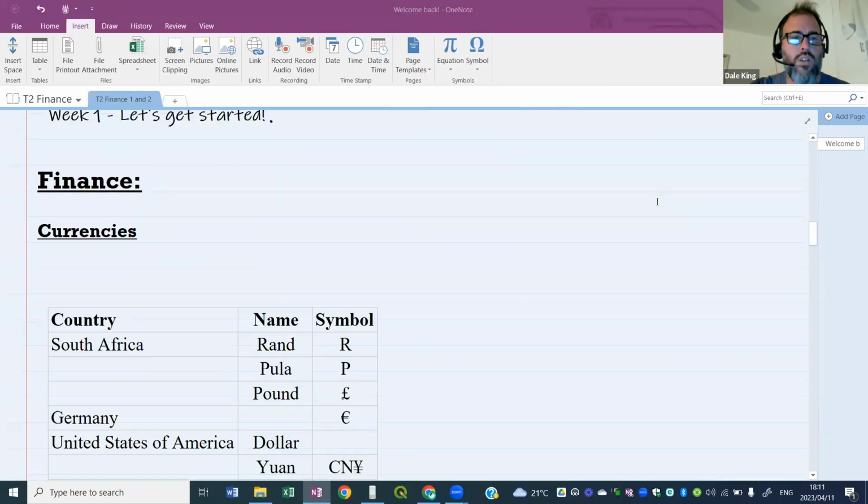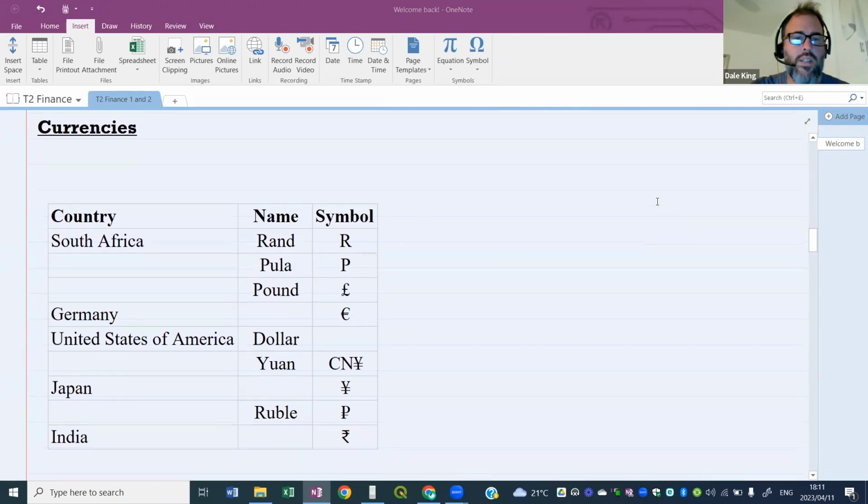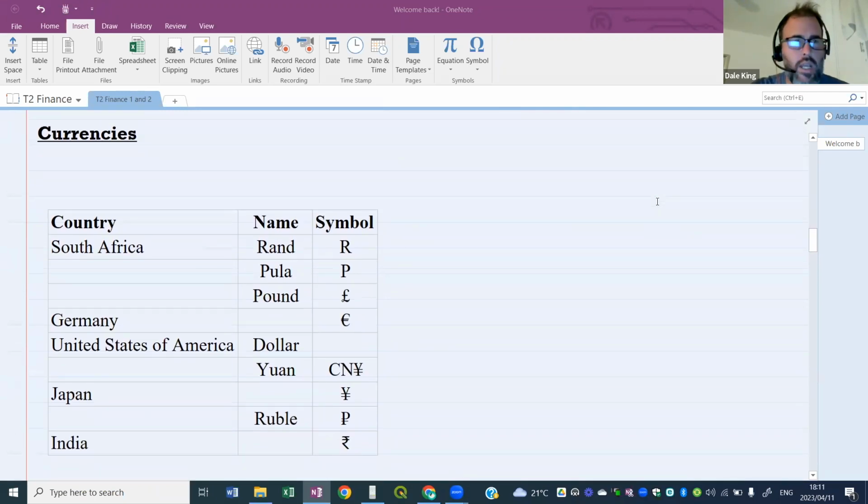All right, but let's get stuck into today's lesson, which is exchange rates. Now, before we get to exchange rates, we're going to have a look at currencies. We all know what currency is, and not cryptocurrency, actual money, not digital money, like the money that you draw cash from the ATM. We're not looking at cryptocurrency.